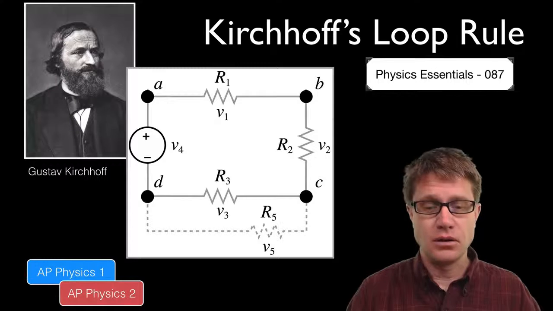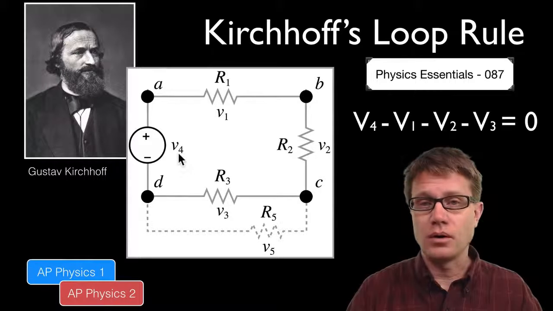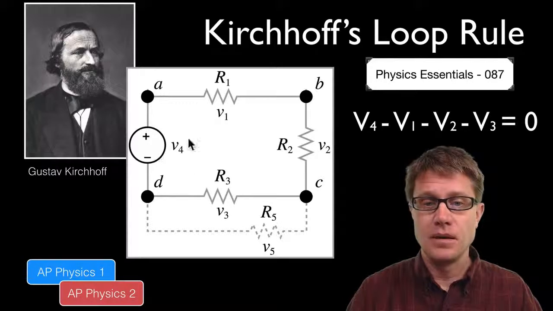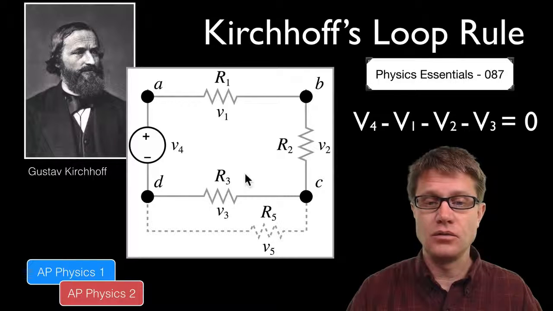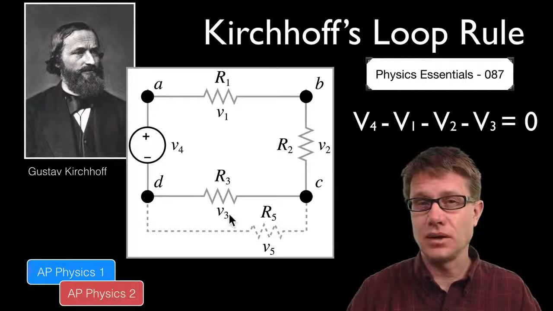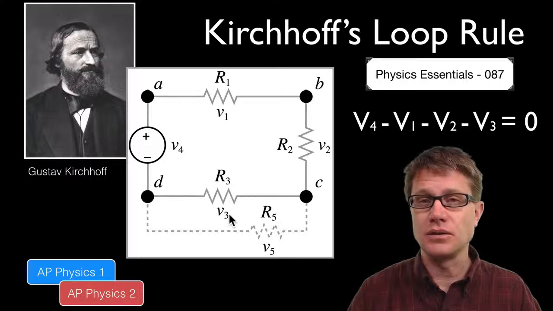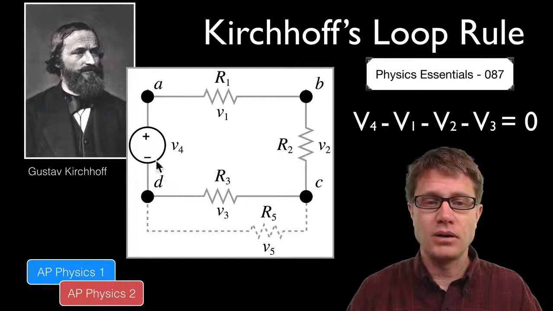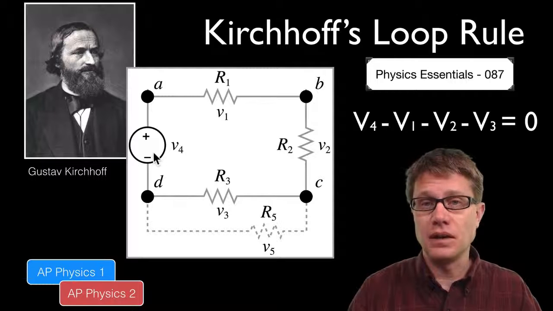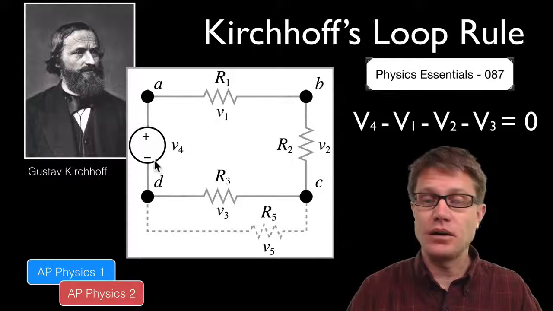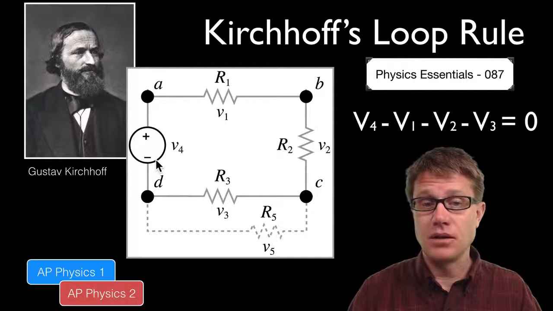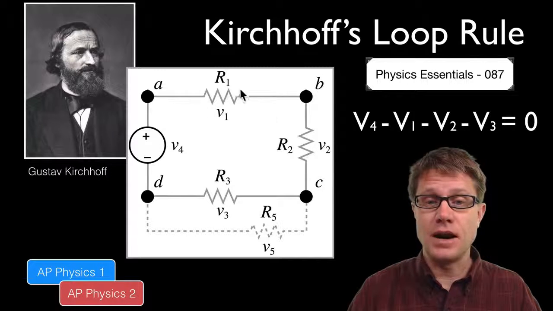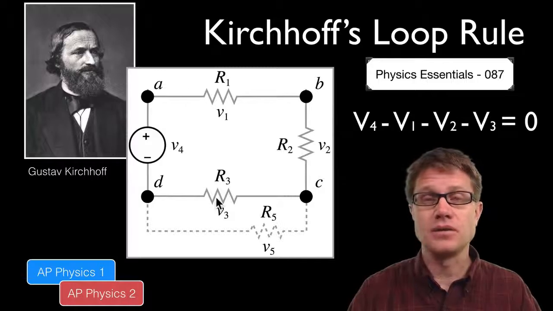equal to 0. And so if we were to write that out, V4, so that'd be the voltage of the battery, minus V1 minus V2 minus V3 is equal to 0. So the sum of all the voltages is equal to 0. Now, how does that work? Well, remember the battery is a voltage lift. It's giving charge potential energy, and then we're losing that energy through this resistor, and that resistor. And so the sum of all of the voltage differences is 0. The lift minus the drop minus the drop minus the drop is equal to 0.